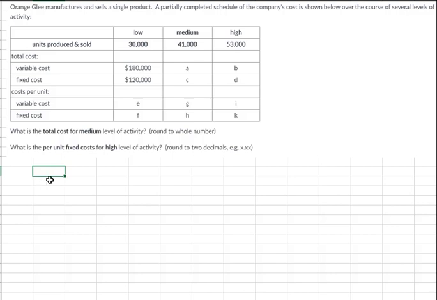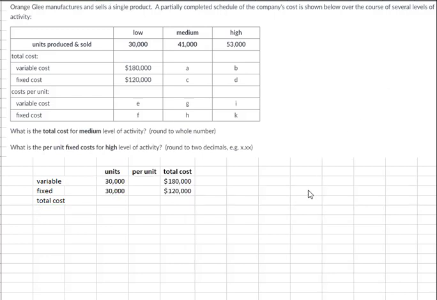So total cost is variable and fixed. So we'll need both of those. And so let me set this up for you. Okay, so we know that the data given to you is at the 30,000 unit level, and that the total cost is the 180 and the 120. But we want the same thing at the 41,000.